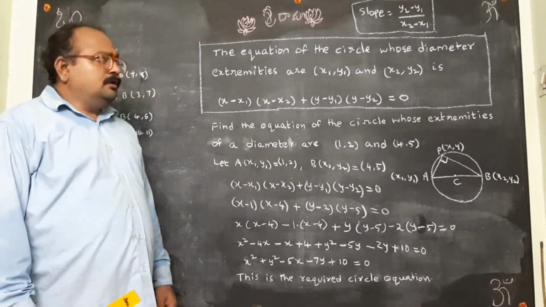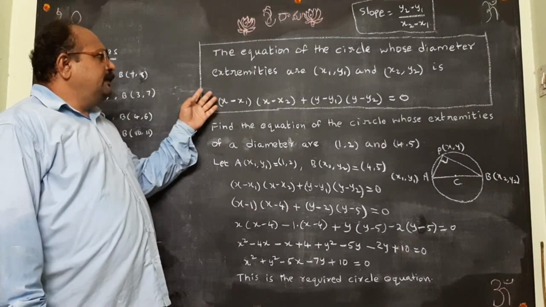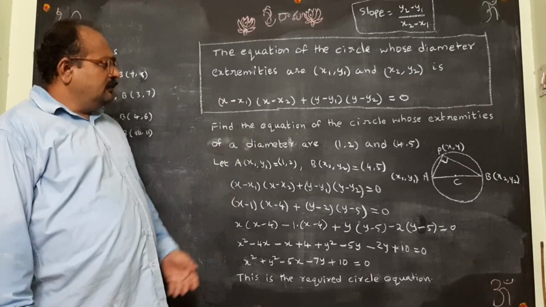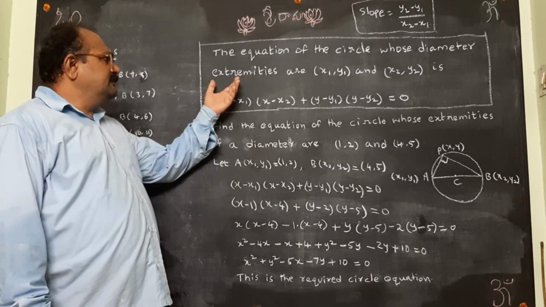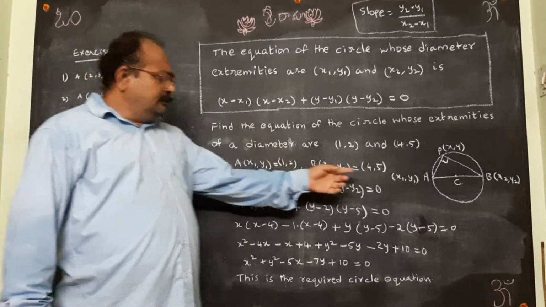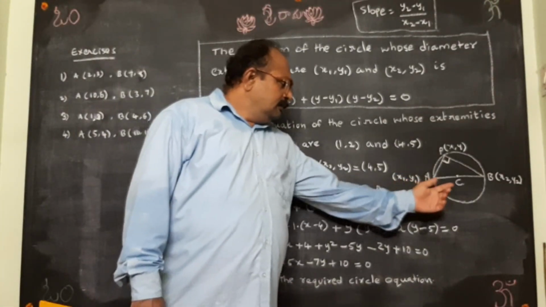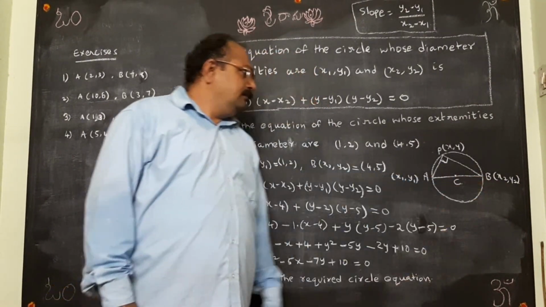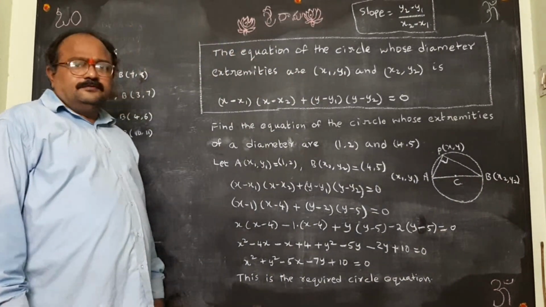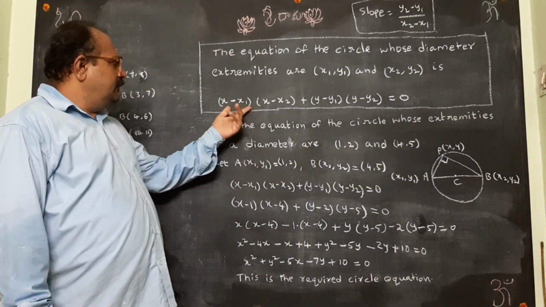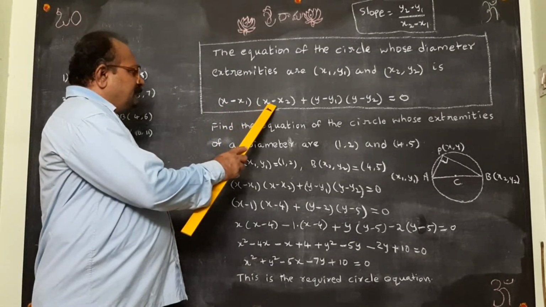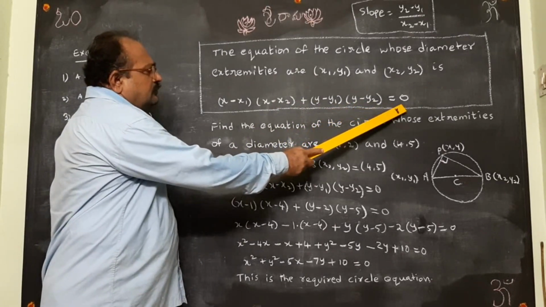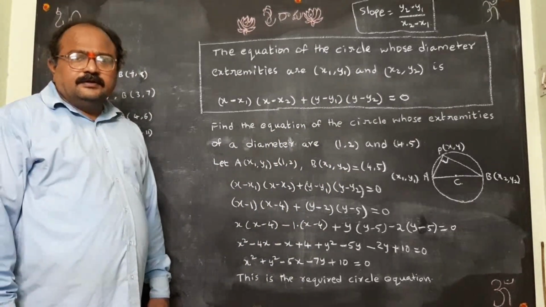Now we discuss how to find the equation of the circle when extremities of the diameter are given. Extremities of a diameter of a circle are given, that is, A (x1, y1), B (x2, y2). These are the extremities of the diameter. These two are given. Then how to find the equation of the circle? Now we use this formula: (x minus x1) multiplied by (x minus x2) plus (y minus y1) multiplied by (y minus y2) equal to 0 to find the required circle equation.